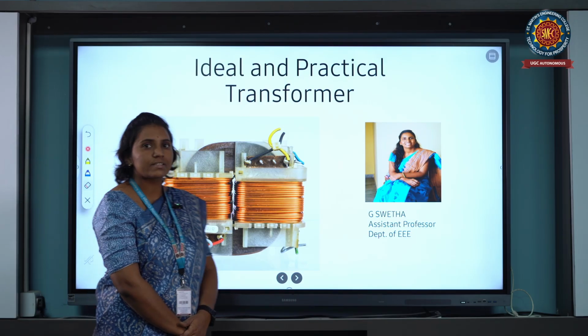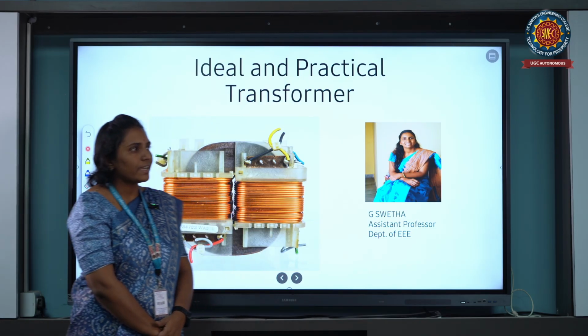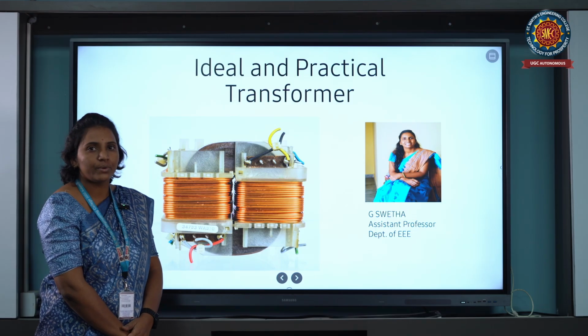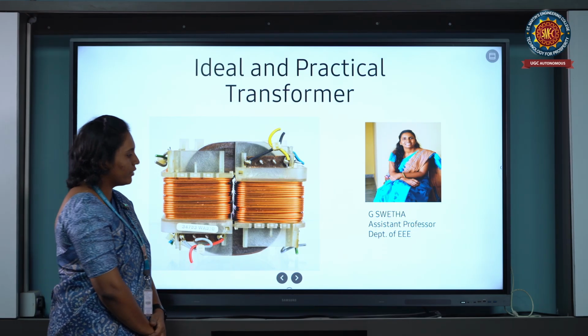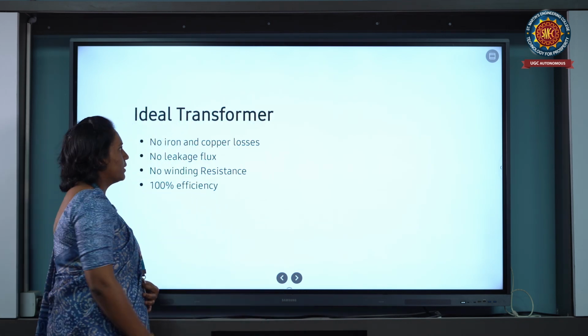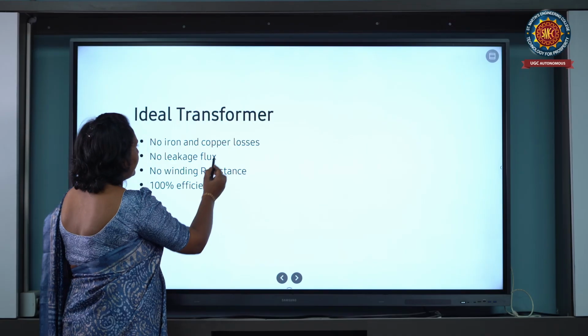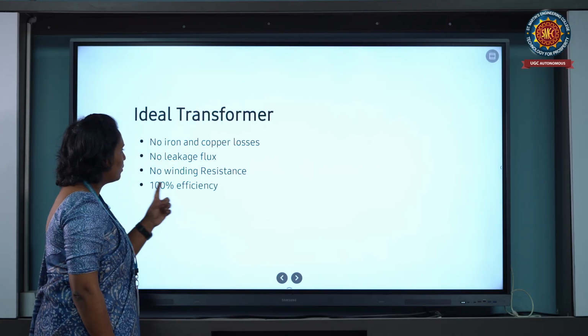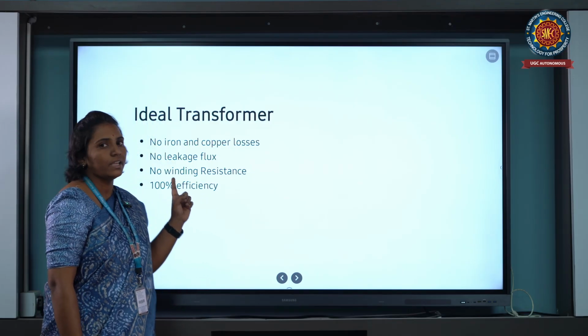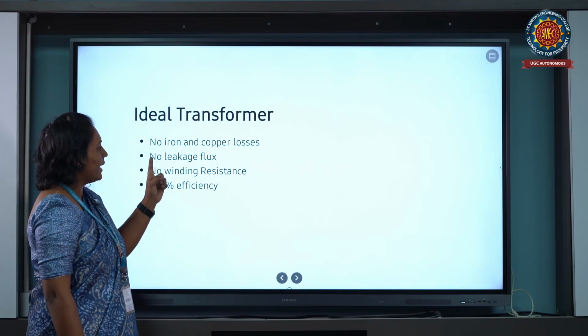So first we'll discuss what a transformer is. A transformer is a static device which transforms electrical power from one circuit to another circuit without changing the frequency. Now let us explain the ideal transformer. In the ideal transformer, there are no iron and copper losses, no leakage flux, and no winding resistance. So this ideal transformer is 100% efficient. These are the conditions for the ideal transformer.